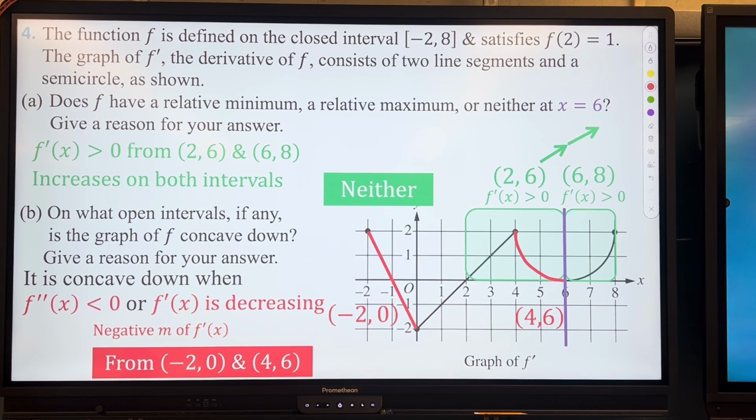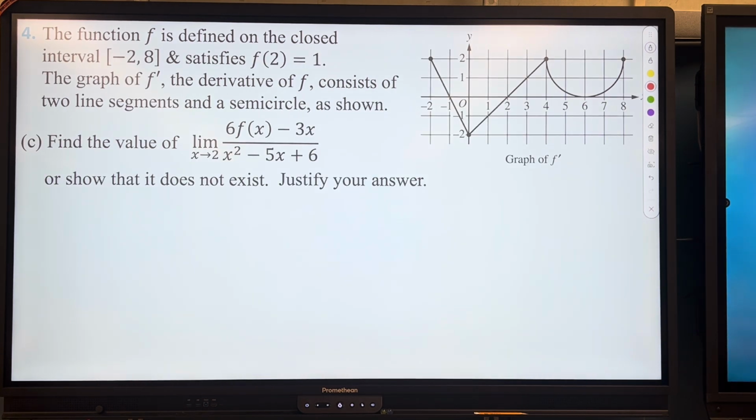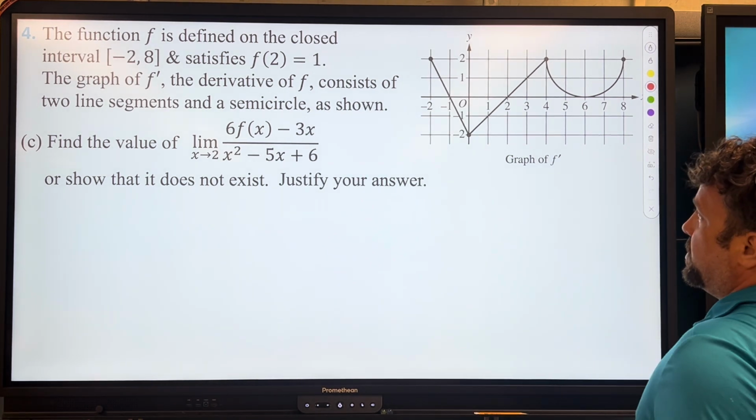All right, let's go to the next one. Now we're going to get a little low. So that one has no maximum or minimum. All right, so this one's L'Hopital's rule. Find the value and show that it doesn't exist.